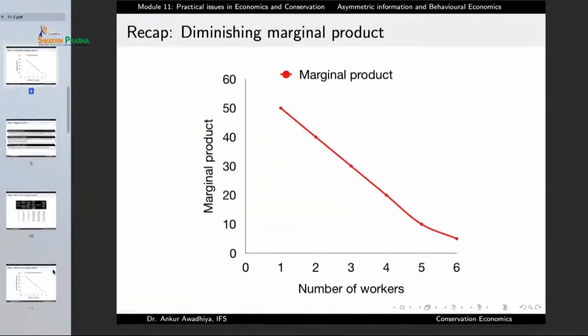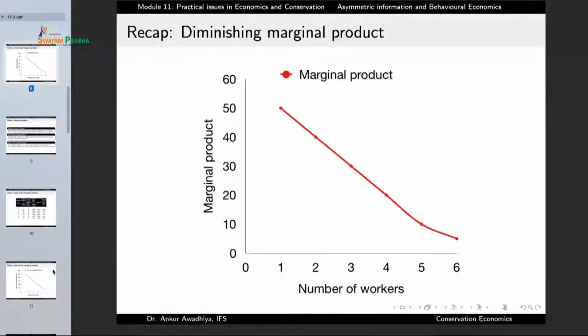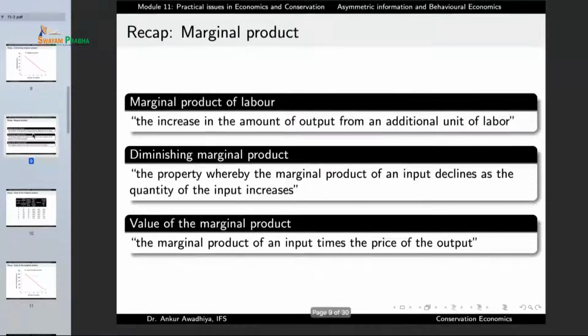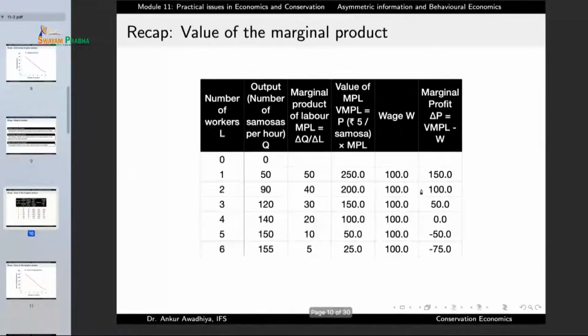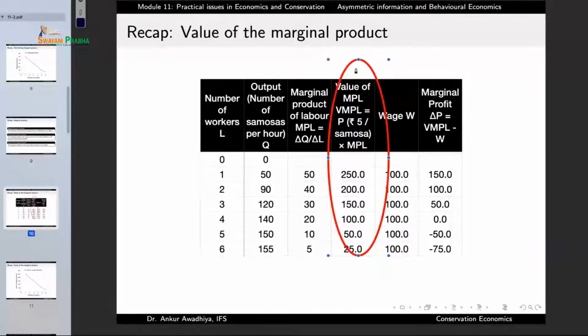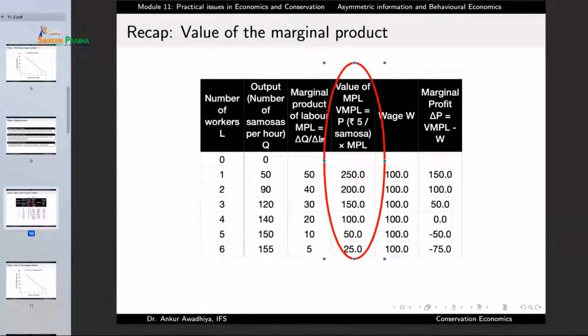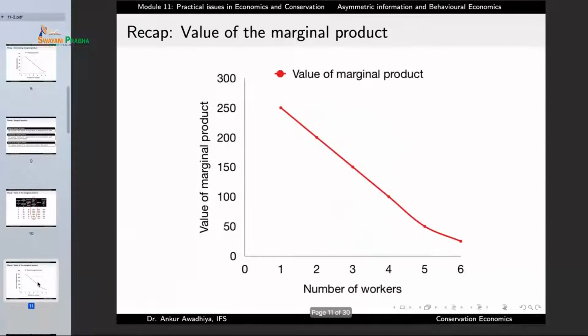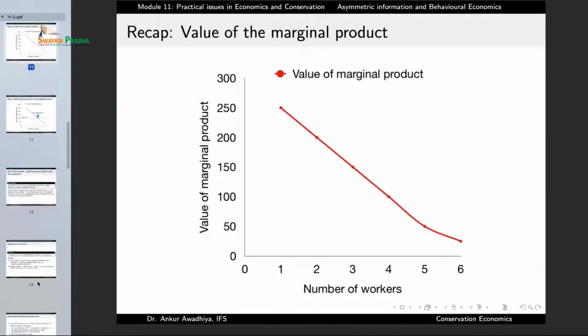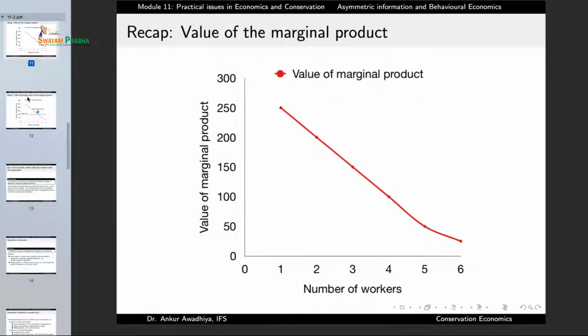Now, we had used this property of diminishing marginal product to compute the value of the marginal product, which is the marginal product of an input times the price of the output. And here we are seeing the value of the marginal product of labor, and we saw that this is also going down, because in the case of a fixed price, this will go down. So the curve will look very similar to that of the marginal product.